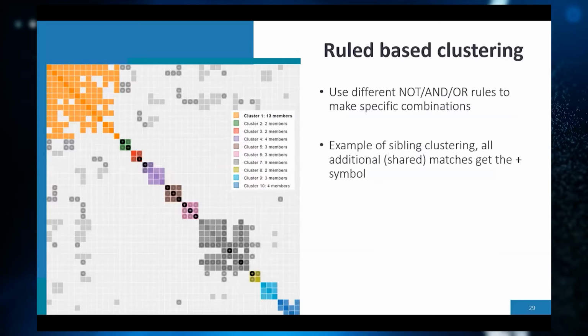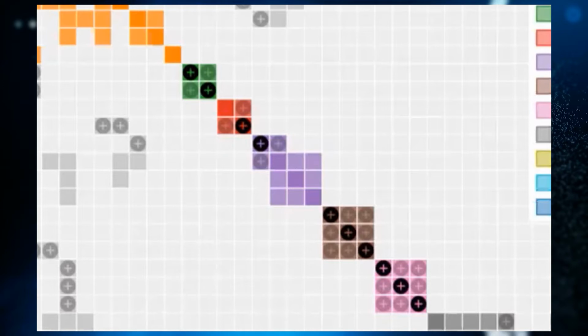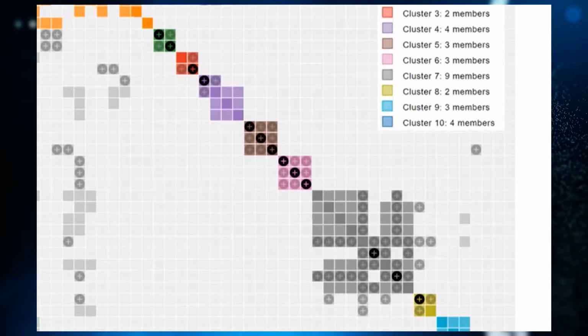So I have a visualization of this OR rule, this combination rule. This is a rule-based clustering. You can also make different rules, so you can use different rules to make specific combinations. In this example, this is a sibling clustering, where all of the additional matches that you obtain from your siblings are indicated with the plus symbol, the ones that are extra. So you see some clusters that were not originally in your match list. The brown one and the pink one, and also some of the gray cluster were not in your original list. These were all obtained from your brothers and sisters if you use this OR clustering.